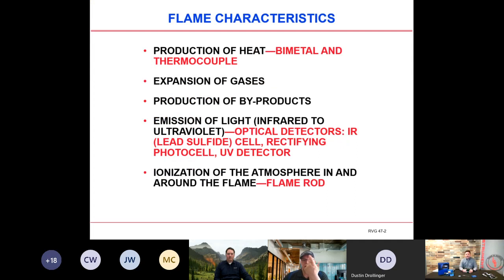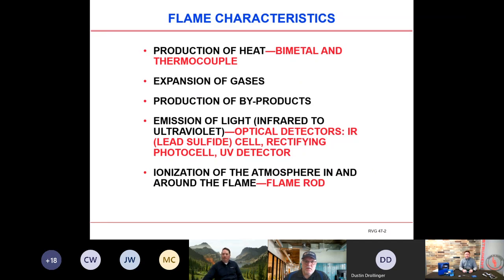So we know that a flame produces some characteristics which we can monitor for combustion systems. The first one is production of heat, which is usually used with a bimetal or a thermocouple. These are typically pretty small systems like a water heater or maybe your home furnace. The next is expansion of gases. We know that in a flame, you can have a lot of different gases, like CO, O2, CO2. So there's a lot of different things going on in a flame that can have presence of gases.